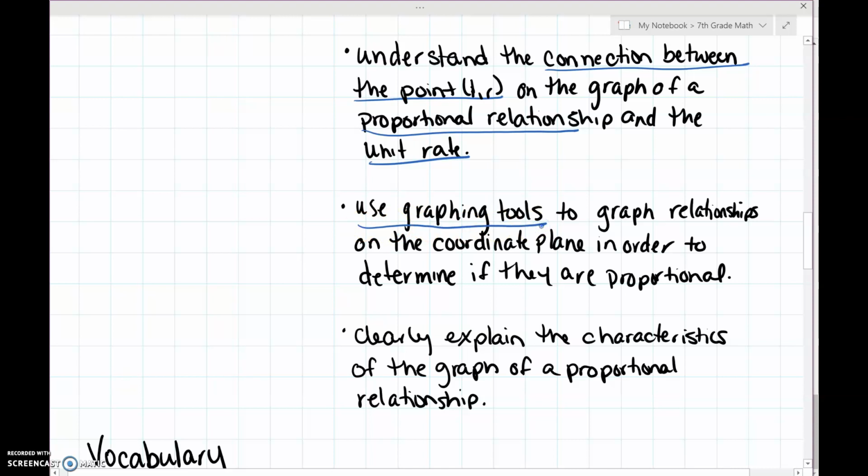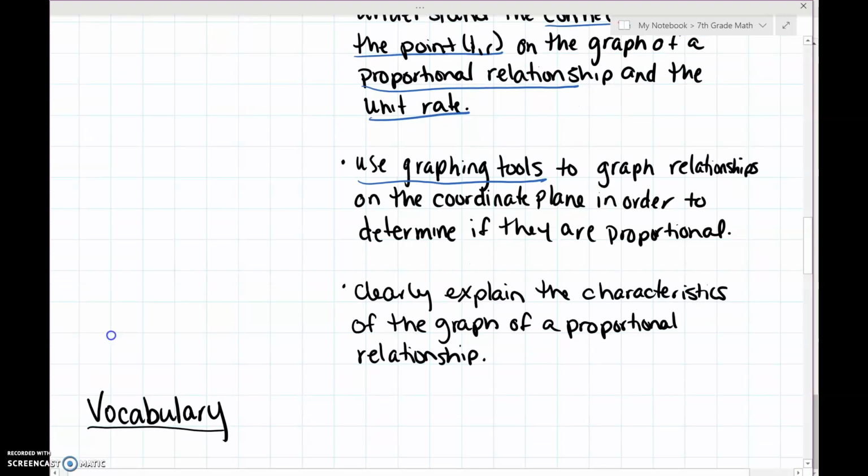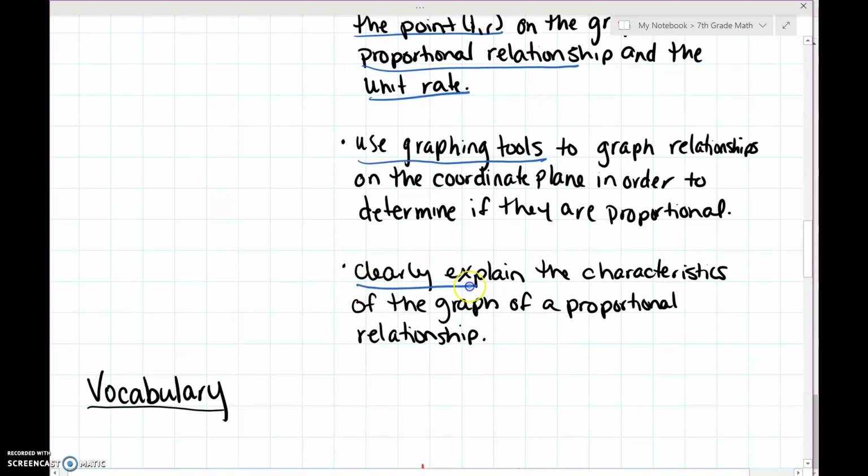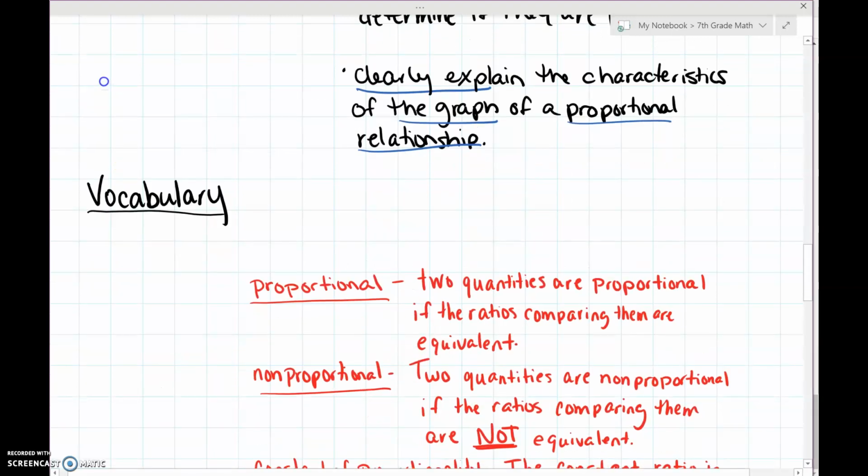This is in the McGraw-Hill. You're going to have some practice in that for work for me. It'll be awesome. It's pretty easy. I'll show you how to do it. And you will clearly explain the characteristics of the graph of a proportional relationship. There's a couple big characteristics. By the end of this lesson, we'll be there. Not this lesson, this unit. Today will be about halfway there.